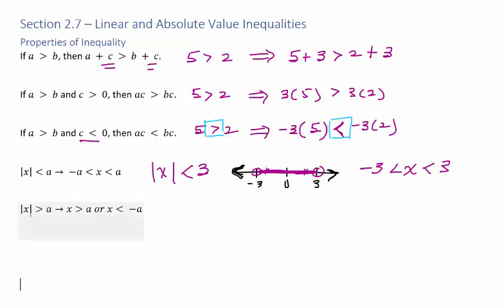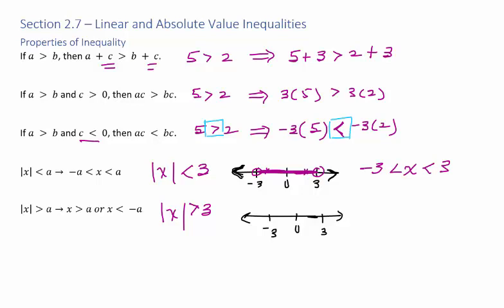Okay, well, if the absolute value of x is greater than some number a, then we end up with this other type of compound inequality, which is called a disjunction: x is greater than a or x is less than negative a. Okay, so this time we're going to look at when the absolute value of x is greater than 3.